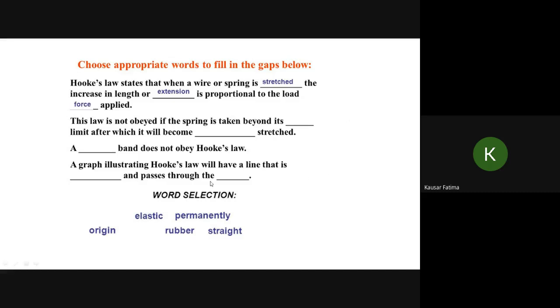force applied. This law is not obeyed if the spring is taken beyond its elastic limit, after which it will become permanently stretched. A rubber band does not obey Hooke's law. A graph illustrating Hooke's law will have a line that is straight and passes through the, of course, last word is origin.